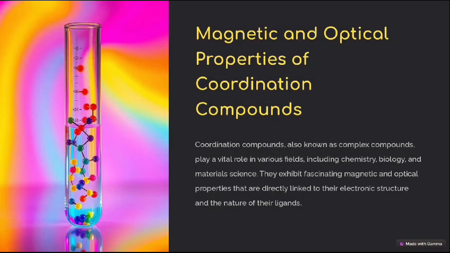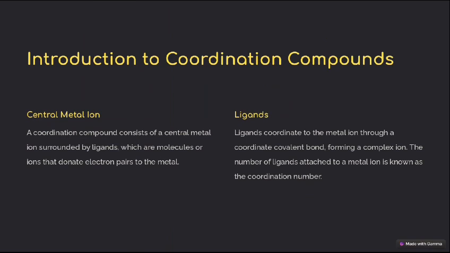Magnetic and optical properties of coordination compounds. Coordination compounds, also known as complex compounds, play a vital role in various fields, including chemistry, biology, and materials science. They exhibit fascinating magnetic and optical properties that are directly linked to their electronic structure and the nature of their ligands. Introduction to coordination compounds.